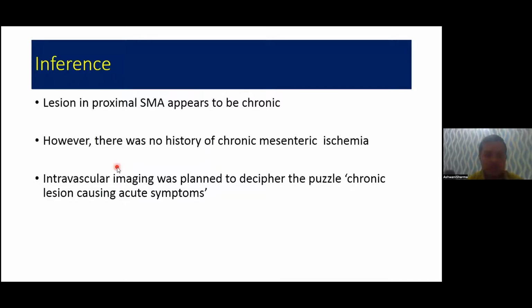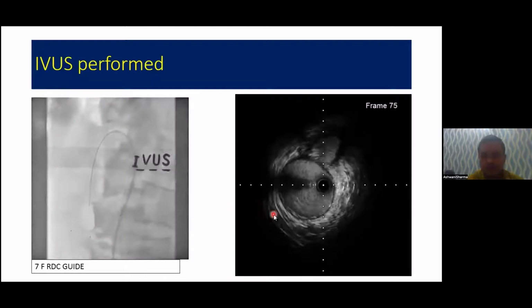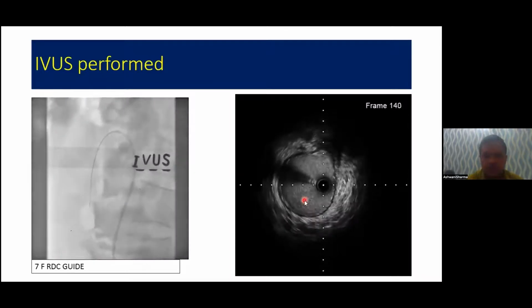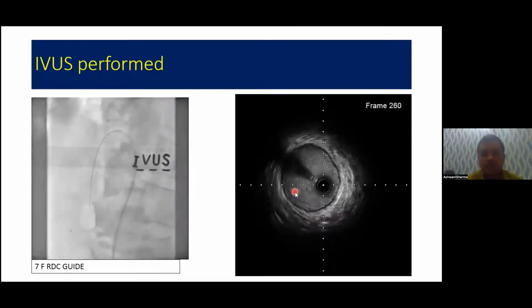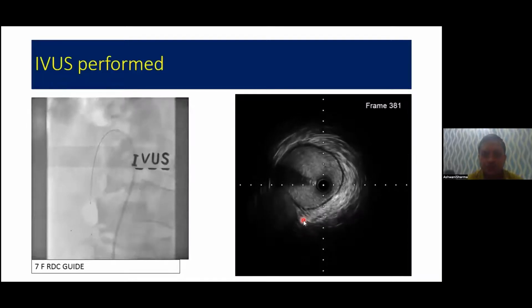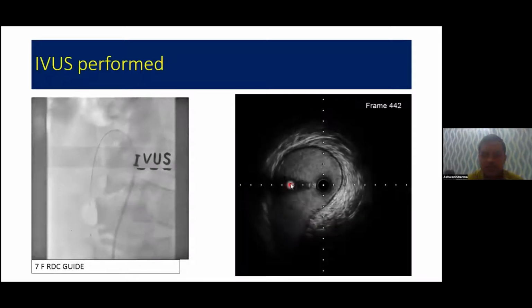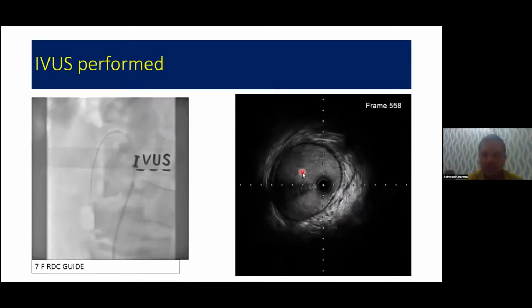For further management, we thought that intravascular imaging might be helpful in deciphering the puzzle of a chronic lesion causing recurrent acute symptoms, so IVUS was performed. This IVUS is around 50 millimeters beyond the stable plaque and after two branches. This is the second branch. We can appreciate that the lumen is normal and the diameter of the vessel is around 6 millimeters here.